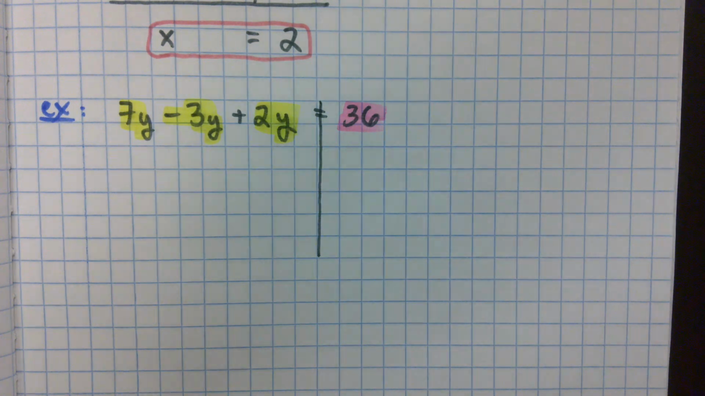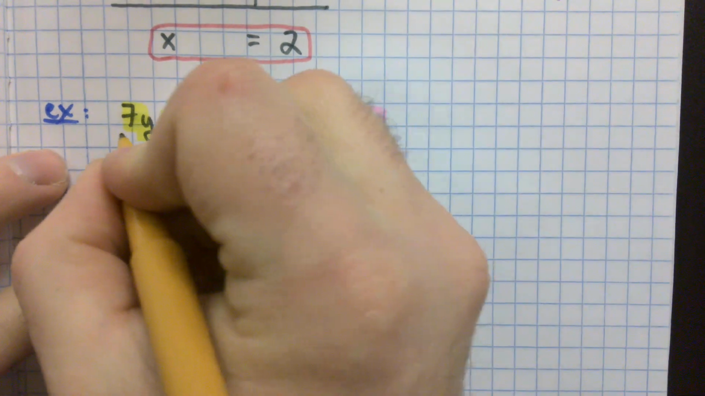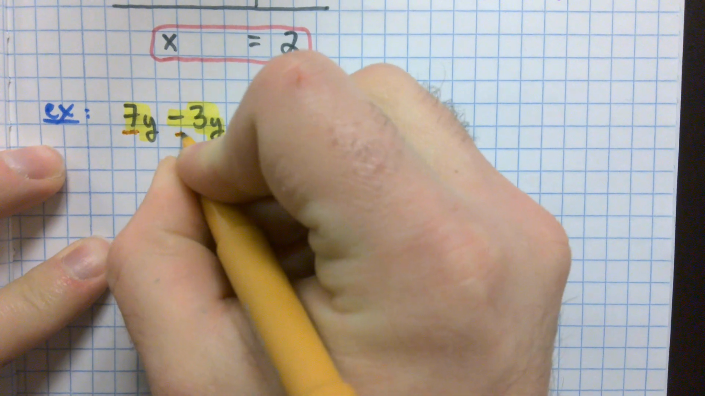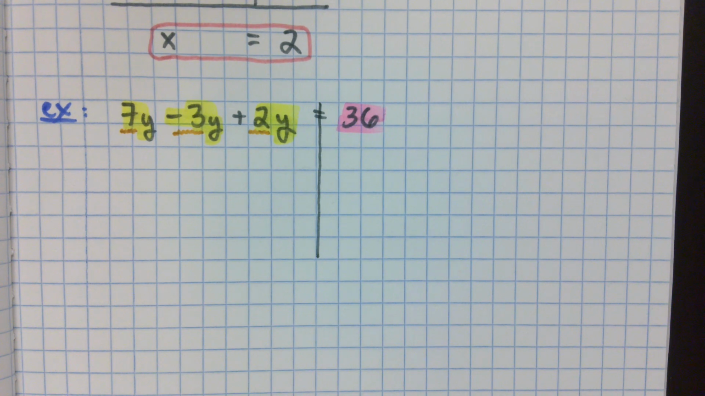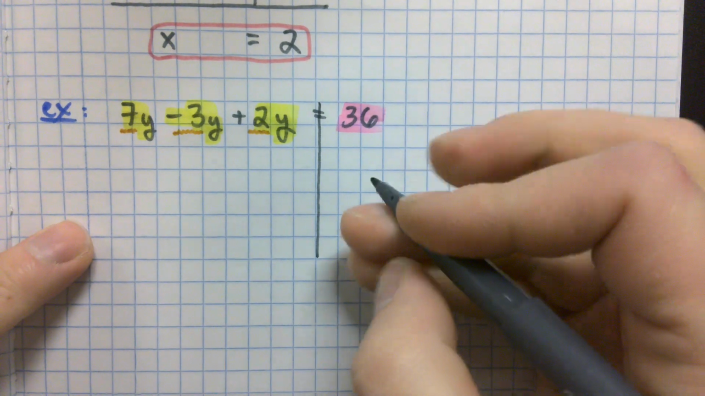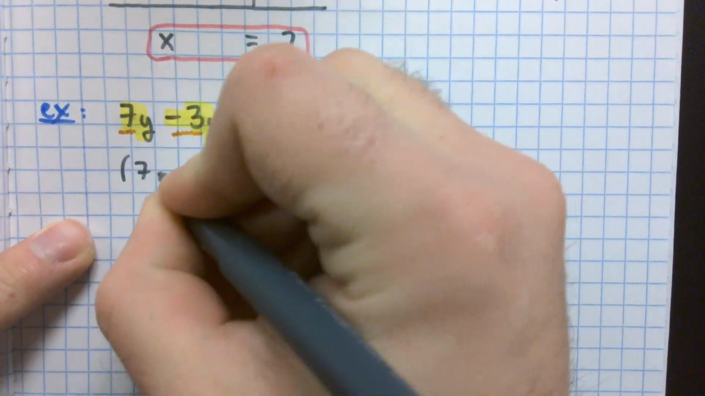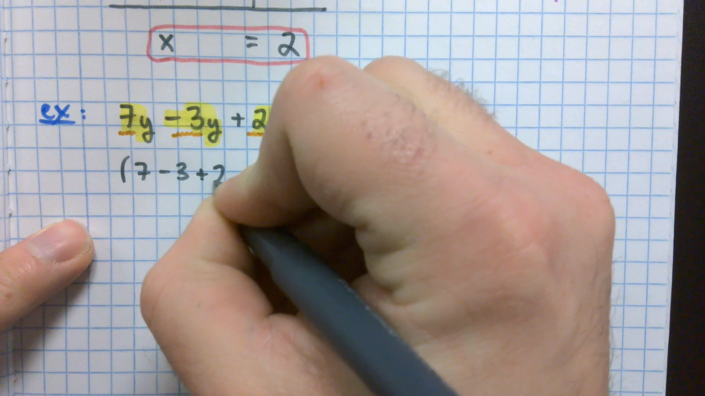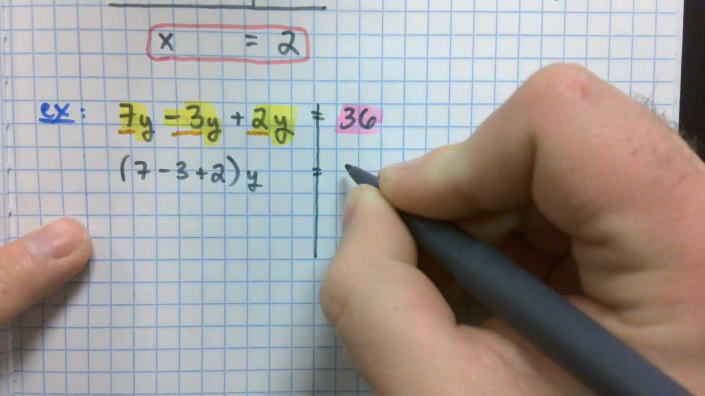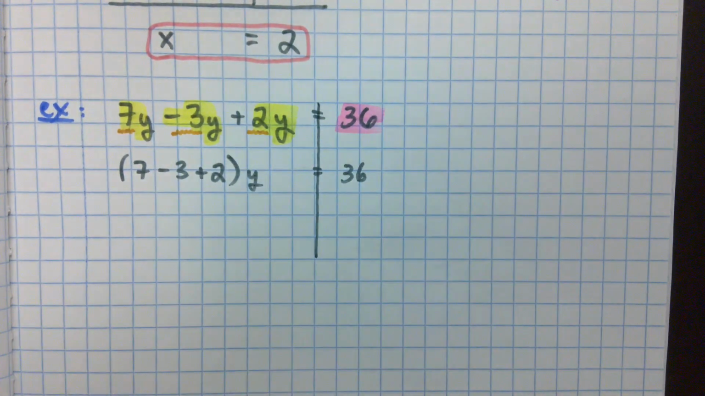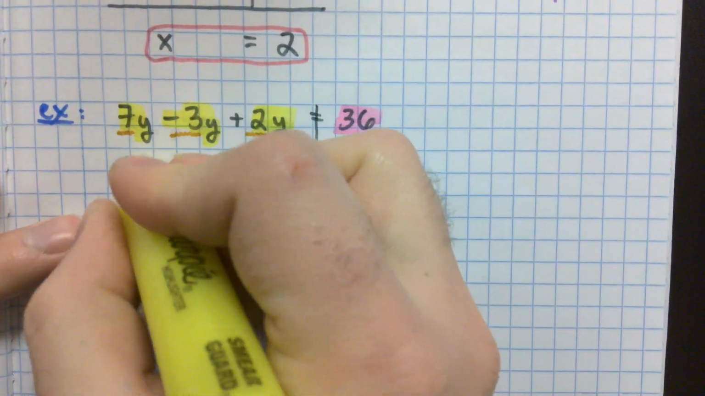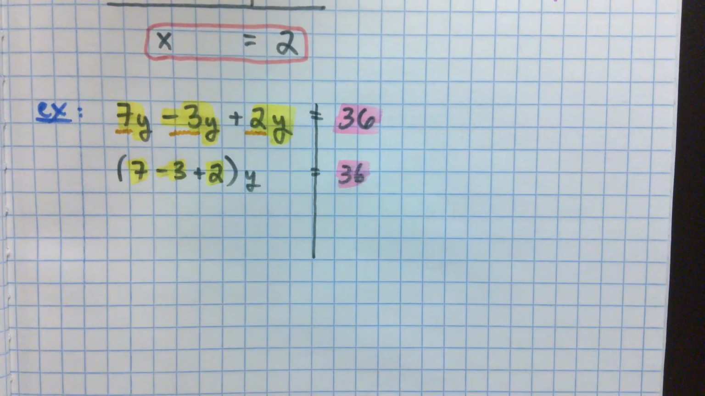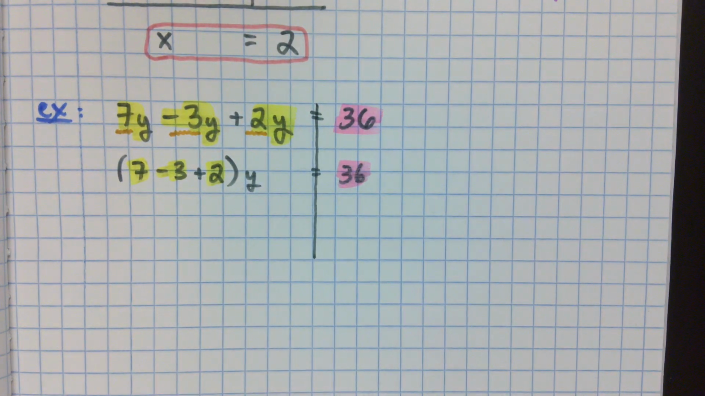So here I have three coefficients. We've got 7, -3, and +2. We're going to bring all three of those numbers out to the front. 7 minus 3 plus 2. And that's going to go in front of our y. 36 is untouched. We've got a 7, a -3, and a +2 out in front.